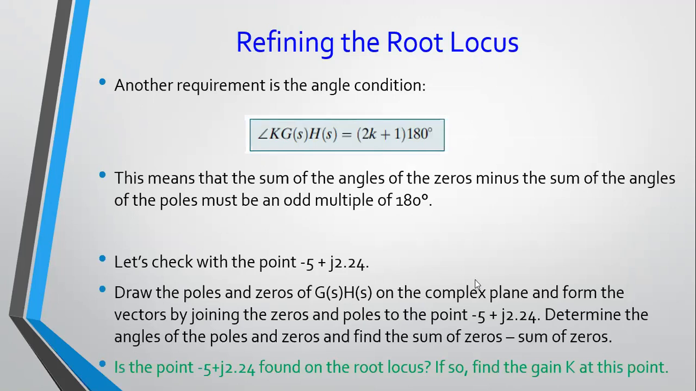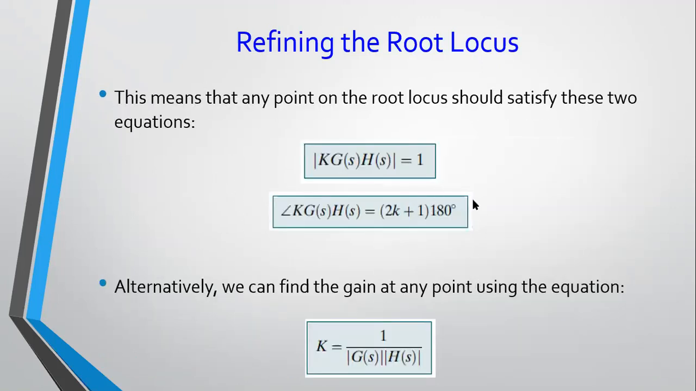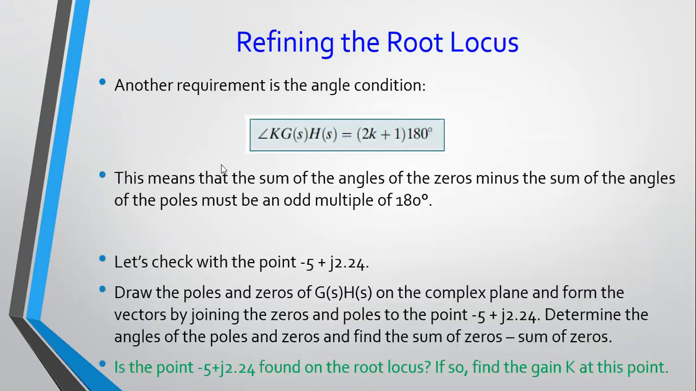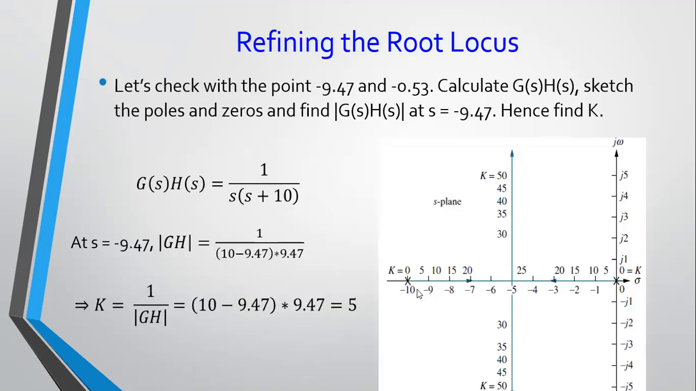Now, another requirement we've said is this one here. Every point you have on the root locus needs to have a contribution of angle equal to an odd multiple of 180 degrees. So if you were to apply the same principle we've done, let's say you take this point again, you would get actually 180 degrees.